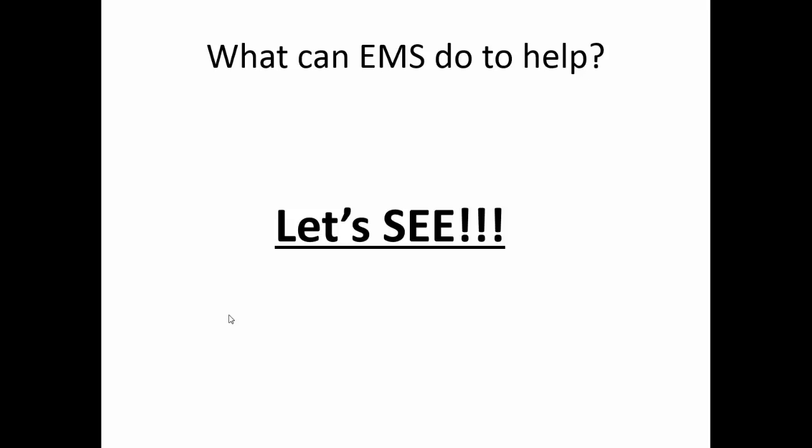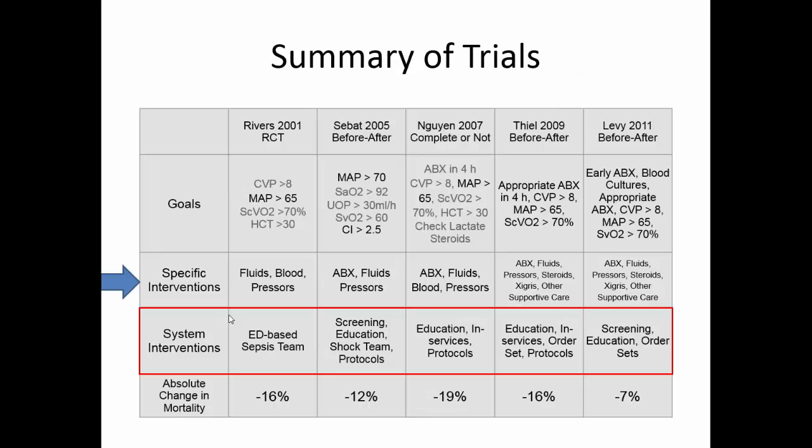What can we do? What can EMS do? Here's a summary of several trials. If you take a look at the blue arrow, this talks about the specific interventions done in septic patients. Starting with Rivers, the interventions were fluids, blood pressors. The next trial was antibiotics, fluid, pressors. Next trial, antibiotic, fluid, blood pressors. Next trial, antibiotic, fluid, pressors, steroids, Xigris, other, and the next.